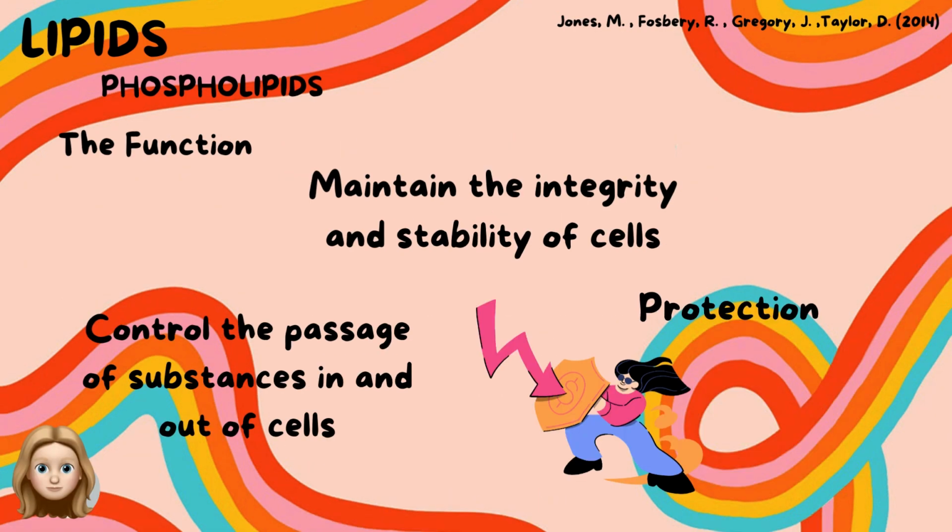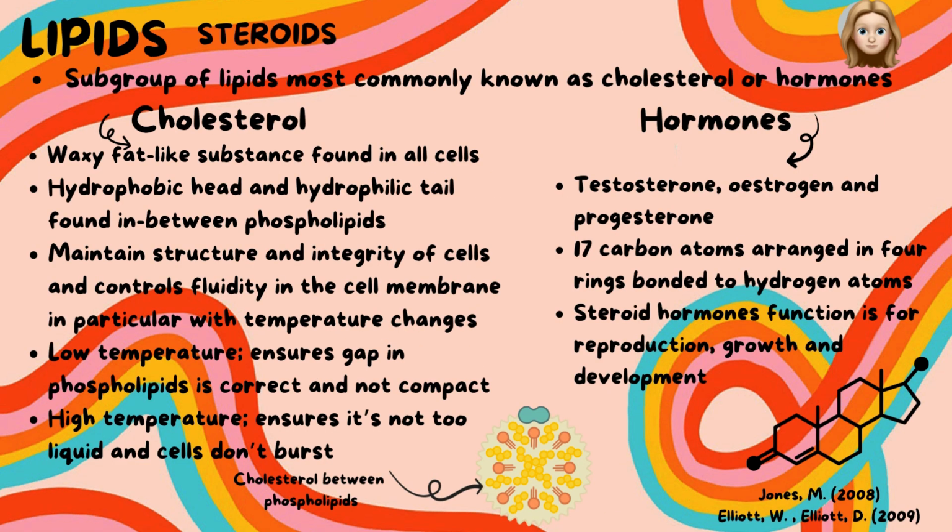The function of phospholipids is to protect and maintain the integrity and stability of cells, and to control the passage of substances, allowing the cells to control what enters and exits. Steroids are a subgroup of lipids, and they have several essential functions in the body, such as lipid metabolism, hormone regulation, energy storage, and anti-inflammatory properties. 2 of the most common steroids are cholesterol and hormones.